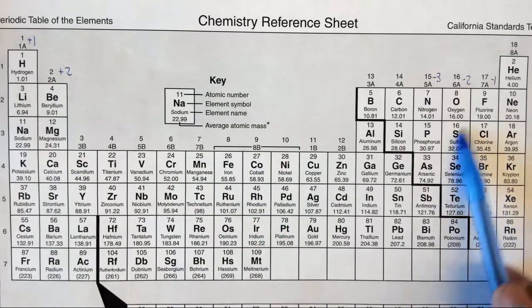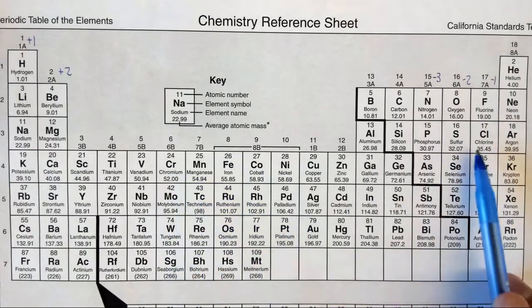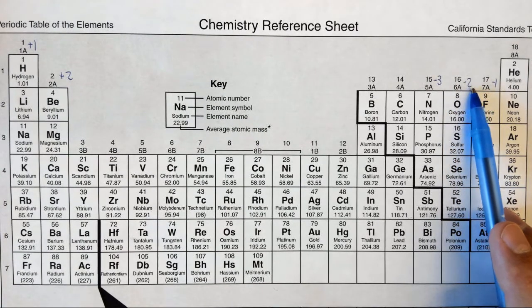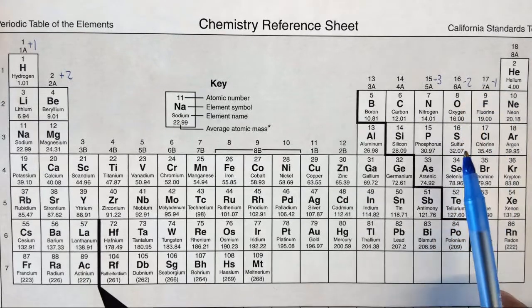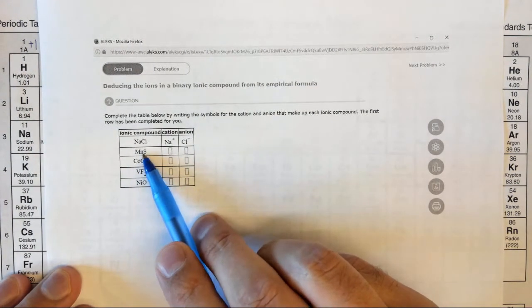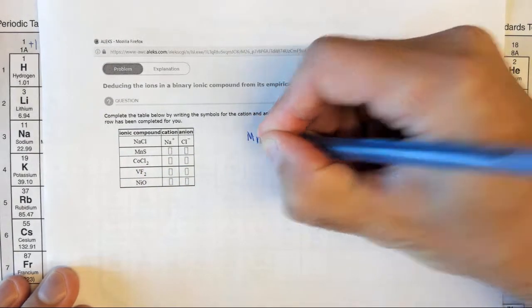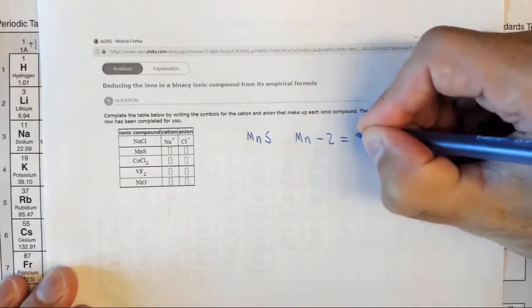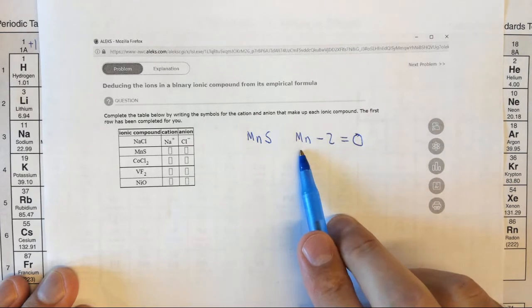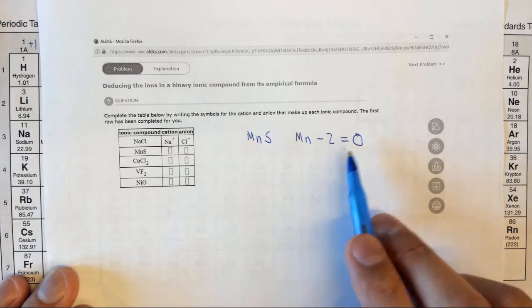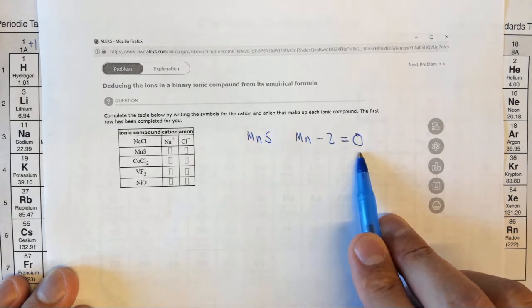So let's use the nonmetal to figure out the charge on the metal. Sulfur is in group 6A, so when it forms ionic compounds, which it has here because it's a metal and a nonmetal, it's going to have a -2 charge. So if I know the charge on sulfide, I can find the charge on manganese. So we have Mn plus -2 equals 0. Said another way, the charge on manganese plus the negative charge on sulfur equals 0, the overall charge on the species.